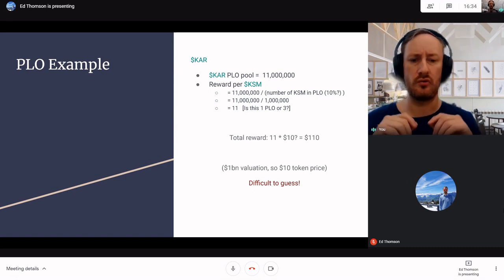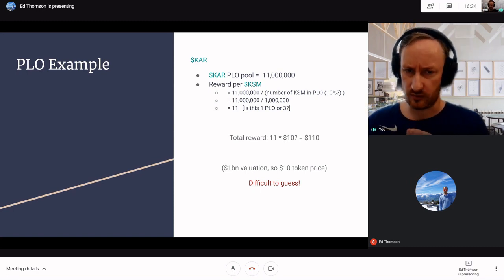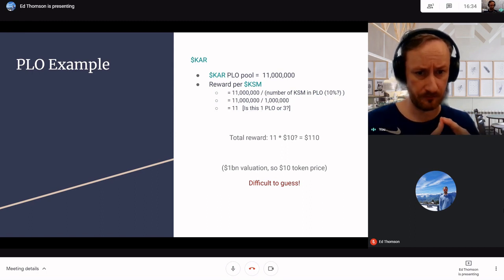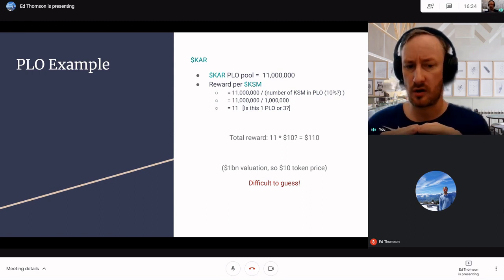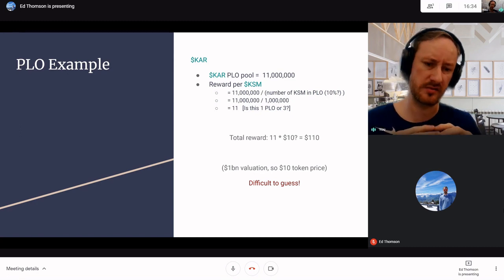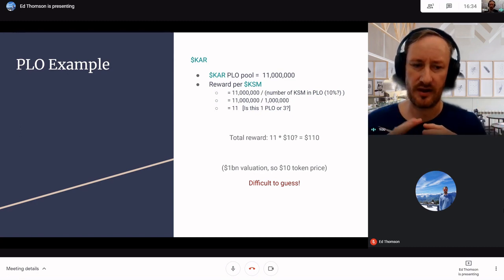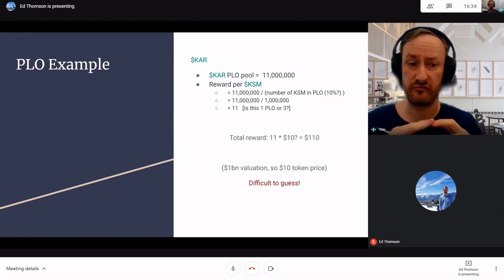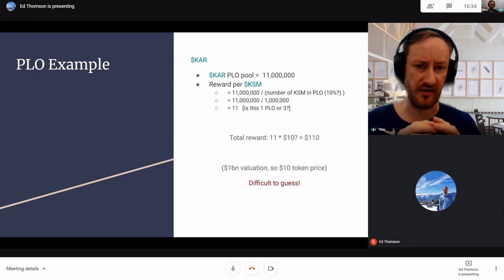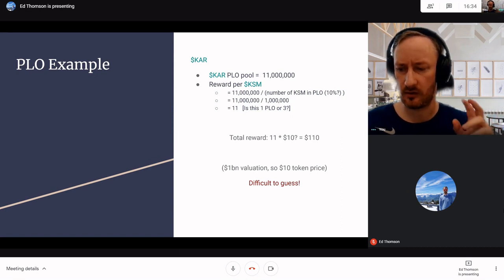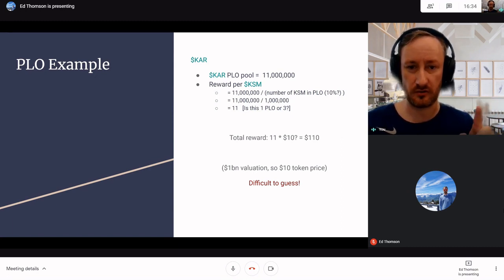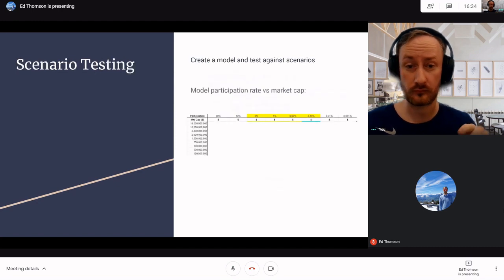Anyway, so the total reward is 11 Karura tokens per KSM. If we have a market cap of about $1 billion, which I think is a bit high, but let's say that's what it is, then you have a token price of $10, and therefore your total reward is $110. So there's obviously a few things you have to guess to get that, and it's obviously a little bit imperfect. Let me move on because I have a few more things to say on that.